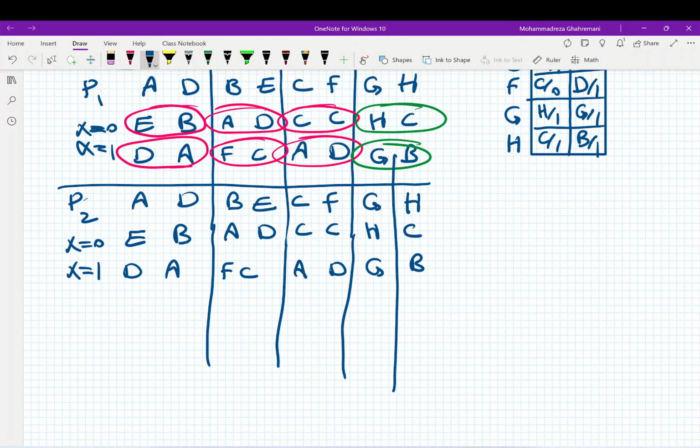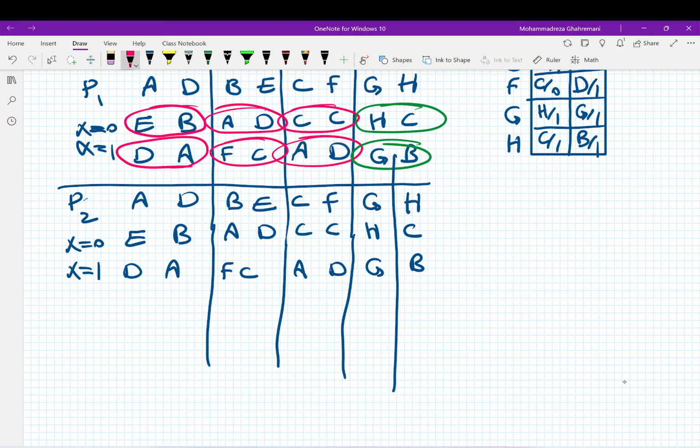Be careful when you create new blocks. You have to examine all blocks again, because they may belong to a single group here, but after splitting a block into two blocks, they are not in the same block anymore. So we need to examine all combinations or all states again.